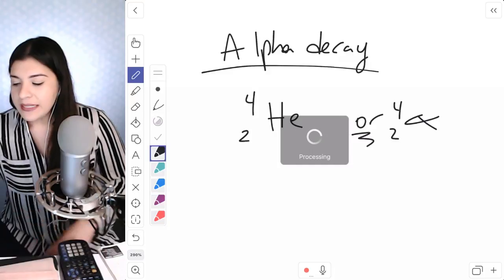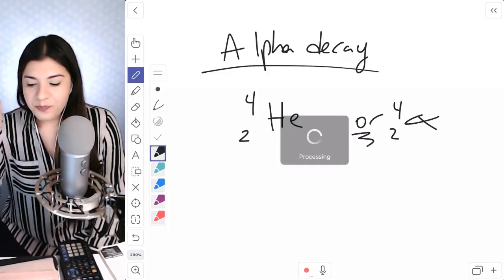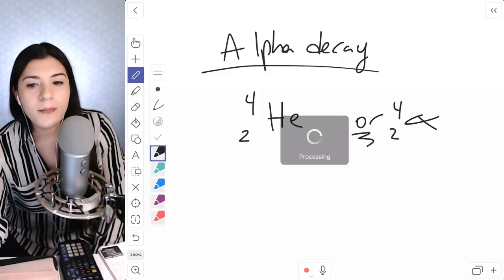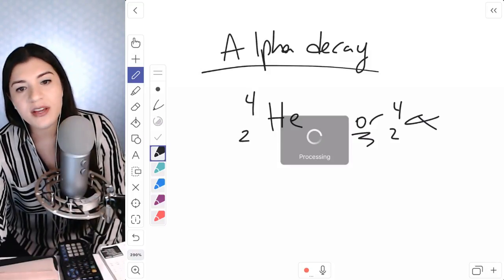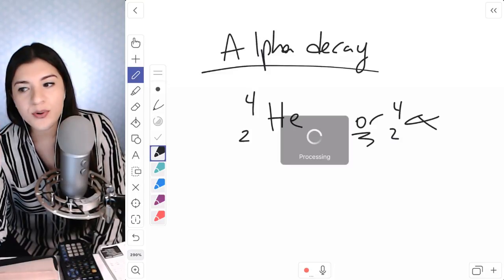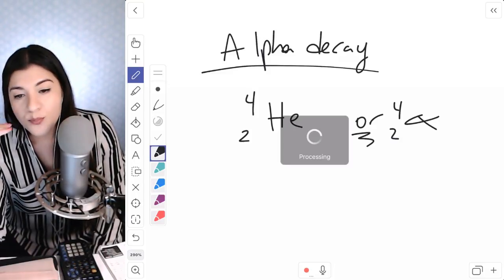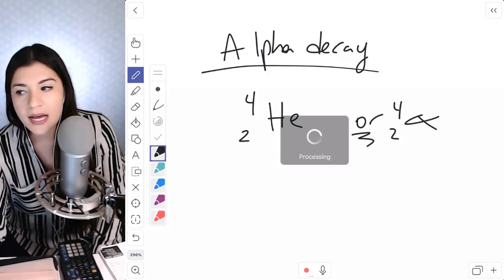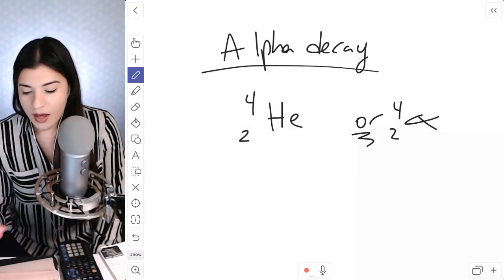So the main thing, as this loads, with alpha decay, and how it's going to be different from everything else, is that your atomic number and your mass number are both going to change, okay? So both of those are going to change. And then with beta, only the atomic number is going to change rather than the mass number. So I'll show you that.